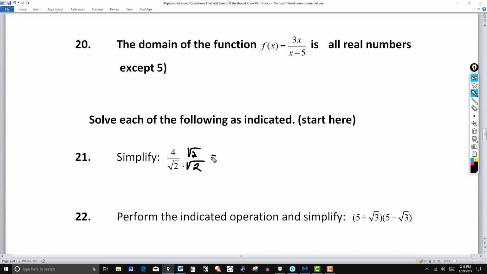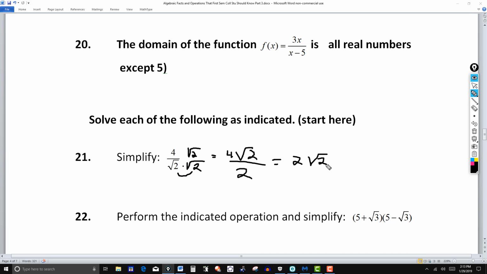So in the numerator, I'll have 4 square root of 2. And if I multiply these two out in the denominator, that gives me the square root of 4. The square root of 4 is 2. And then these never divide into a radical here. Okay, numbers with numbers, radicals and radicals. So here we divide the 2 into the 4, we get 2 radical 2.